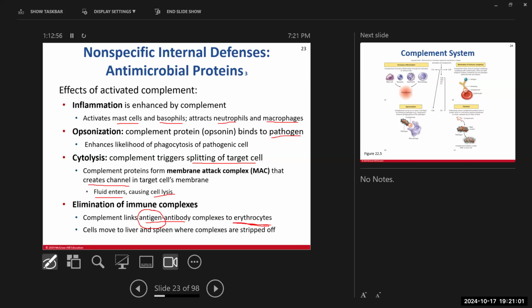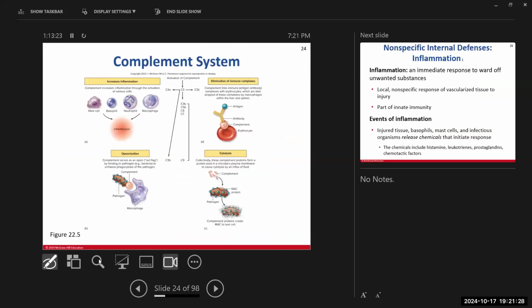Well, the complement is going to attach onto the red blood cell, dragging behind it the antibody antigen complex, and it's going to head to one of our two favorite organs here, the liver and the spleen, where inside those organs, specifically the spleen, we're going to strip that stuff off of the red blood cell, and then there are macrophages in there that will crush it. So, oops. Let me show you.